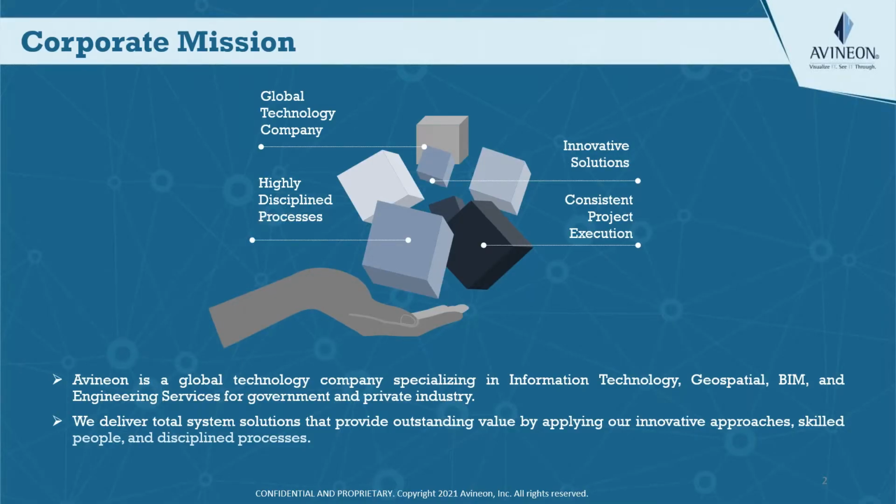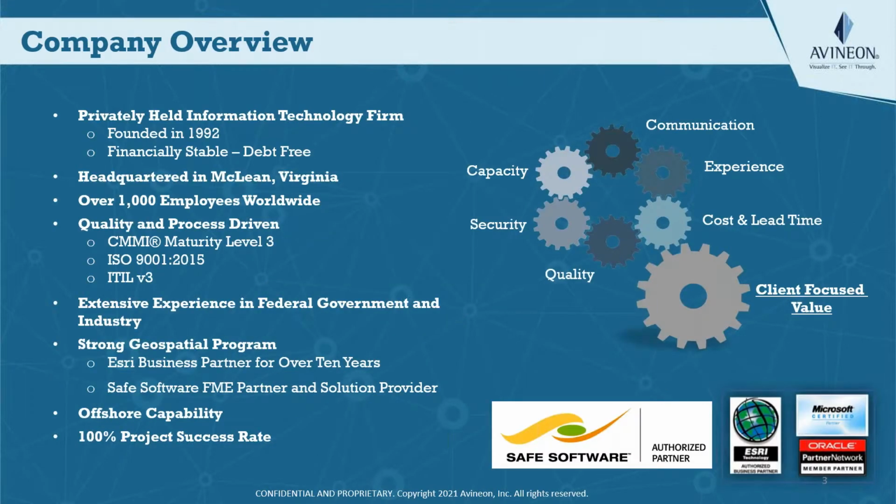So a little bit about the company I work for, called Avinion. Yeah, we're a global company. We're focused on IT, geospatial, and engineering. We kind of have two halves here, data services and consulting. That's kind of where I work. We've been around for over 25 years. We have a real strong federal presence. Our headquarters is right outside Washington, D.C. in Northern Virginia.